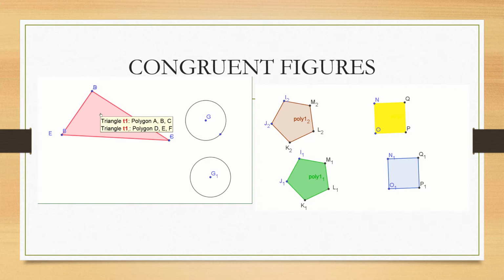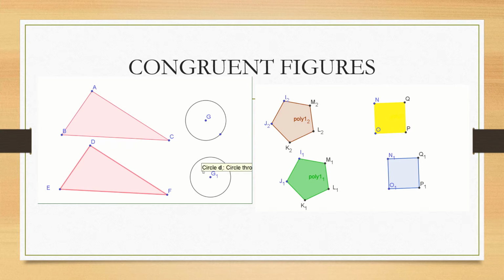Here, it has completely covered the triangle. The second triangle has completely covered the first triangle. So I can say the triangles ABC and DEF are congruent.